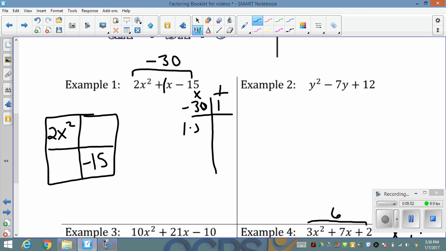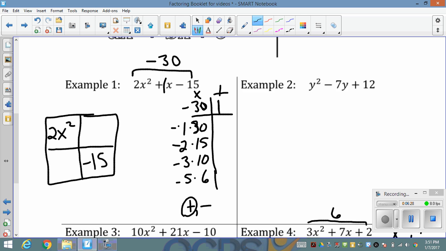So 1 times 30, 2 times 15, 3 times 10, 4 doesn't go, and 5 times 6. Now I want to think about my signs. Because it's multiplying to a negative, I know one of them is going to be positive and one of them is going to be negative. That's the only way to multiply to a negative. Since I want it to add to a positive, my larger one's going to be positive. Okay? So I'm going to change all my smaller numbers to negatives.